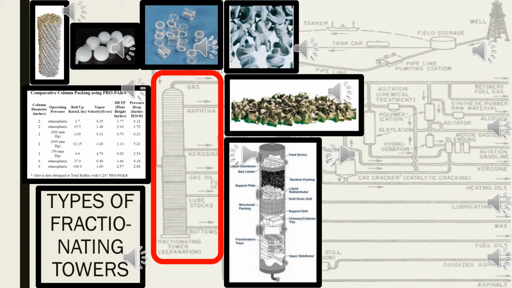a packing called ProPack. You can calculate the number of effective, or theoretical, plates, by dividing the column height by the HETP in the table. The higher the number of plates, the higher the separation efficiency.